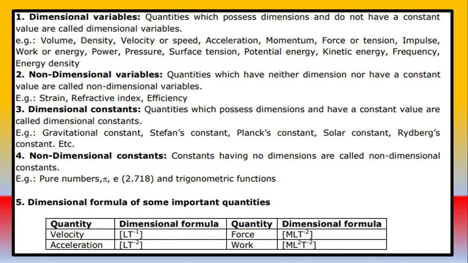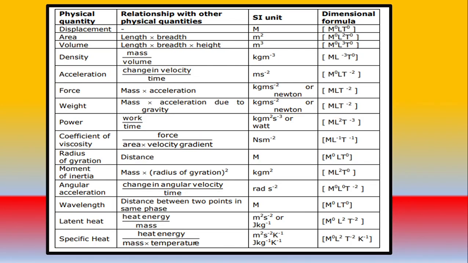Velocity, you know, is displacement divided by time. Displacement is a length, L, divided by time T. So when you take it up, it becomes T to the power minus 1. So L T to the power minus 1 inside the square bracket. Similarly, all the others we have shown over here. You should know how to write them in a proper format and you have to learn.